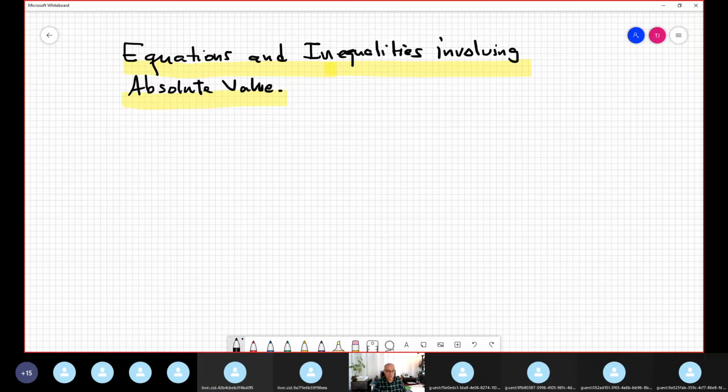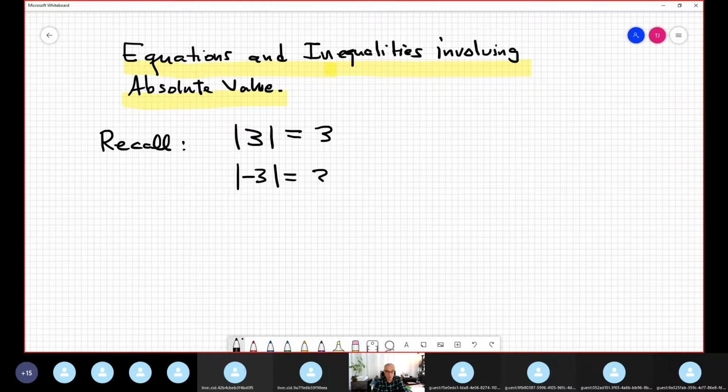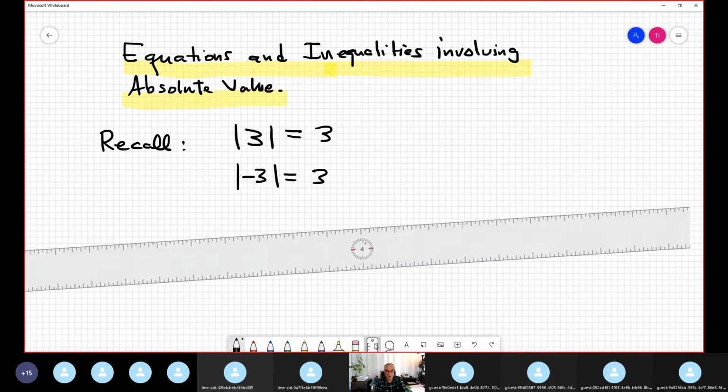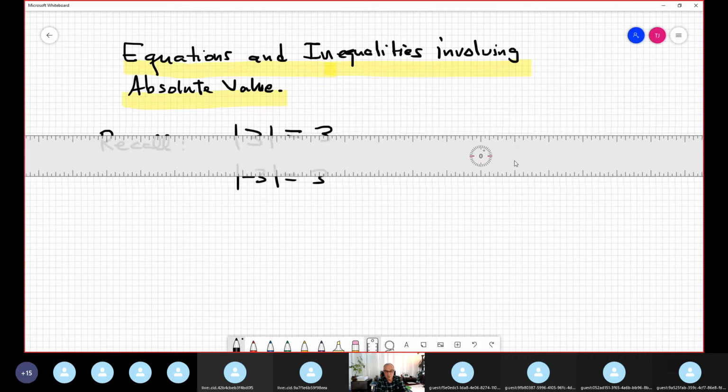Let me recall what absolute value is. The symbolic way to indicate absolute value is this bar. The absolute value of 3, for example, is 3. The absolute value of negative 3 is also 3. Why? Because absolute value represents distance.